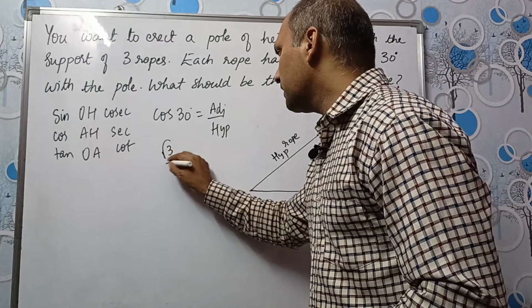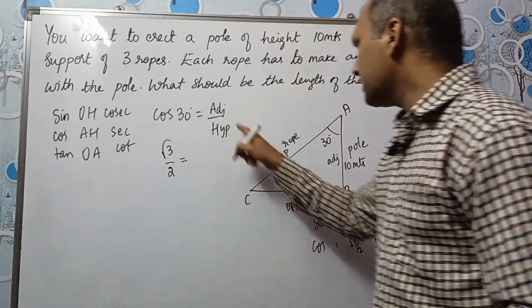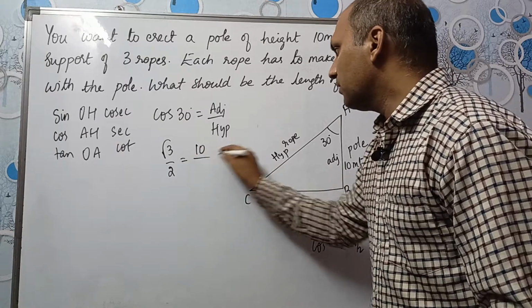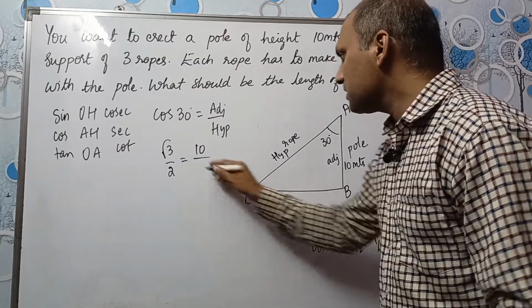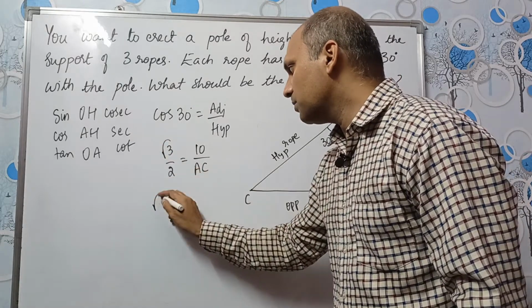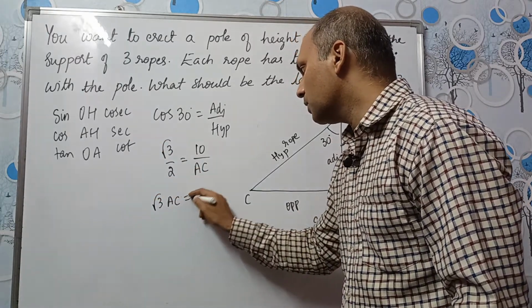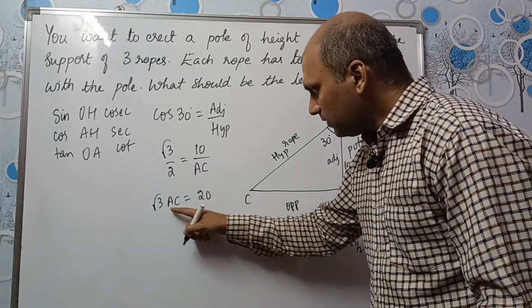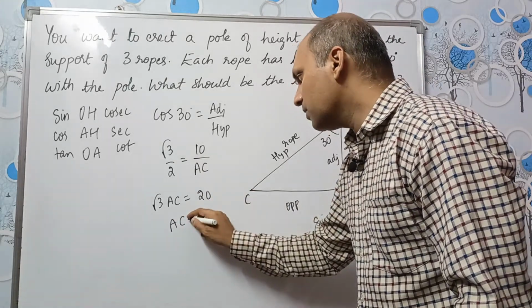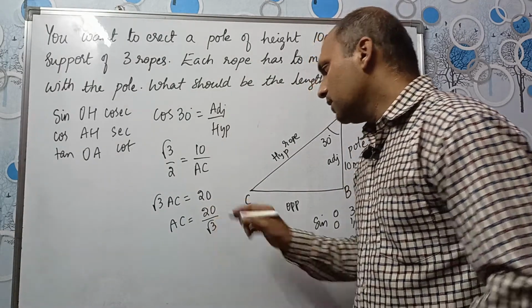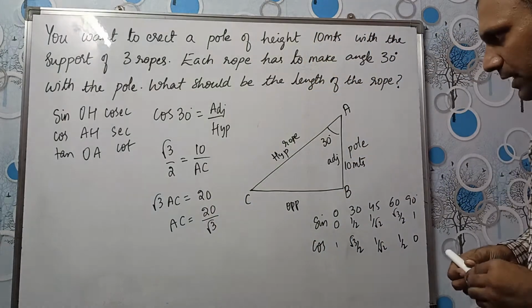So root 3 divided by 2 is equal to adjacent. Adjacent is how much? 10 meters, divided by hypotenuse. Hypotenuse is AC. Let us write AC only. If you cross multiply this, this will be root 3 AC is equal to 2 into 10, 20. Now if you send this root 3 to the other side, it will become AC is equal to 20 divided by root 3.